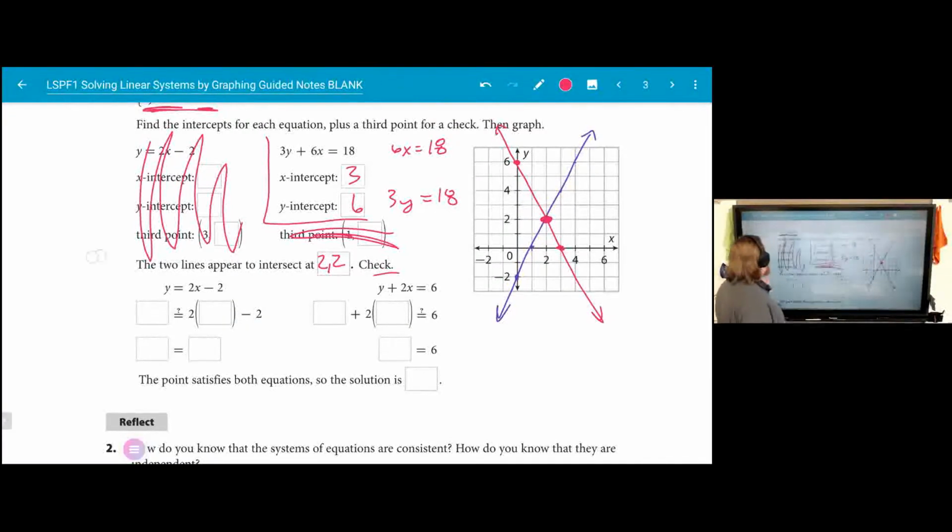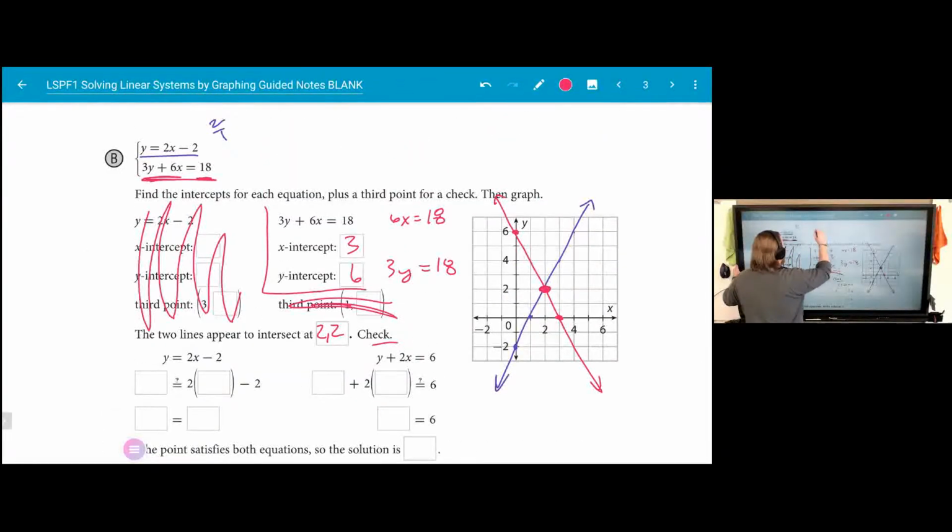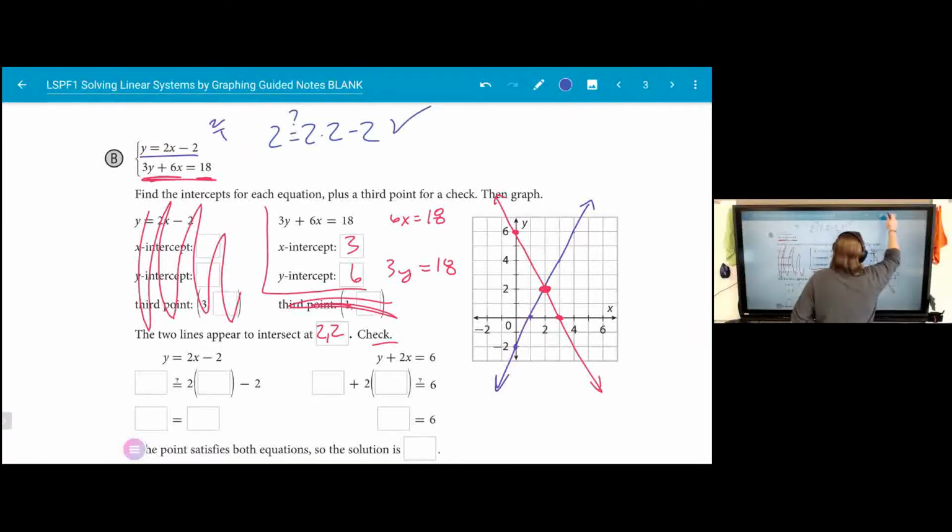Check your answers. Plug (2, 2) into both of these. So this first one, I'm gonna have a little question mark in here: does 2 equal 2 times 2 minus 2? Does 2 equal 4 minus 2? 2 does equal 2. This first one is correct. It holds true.